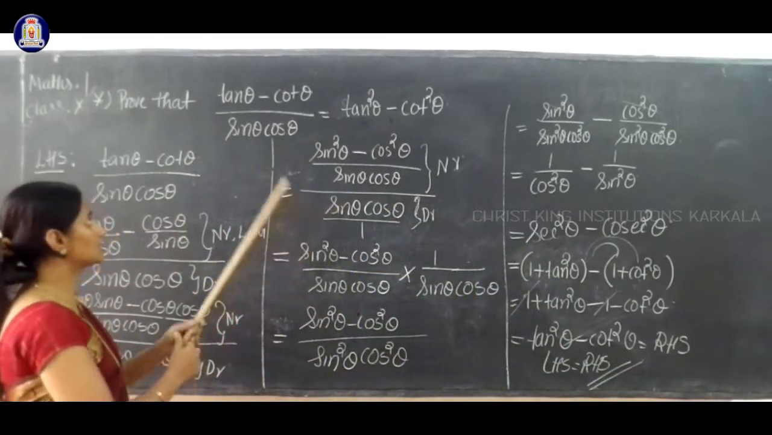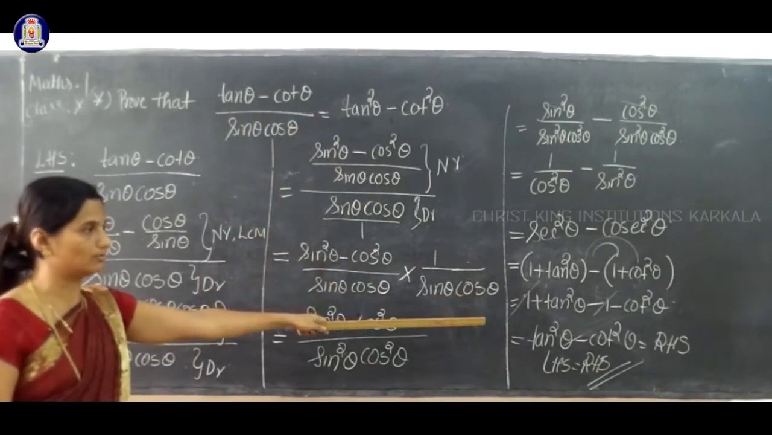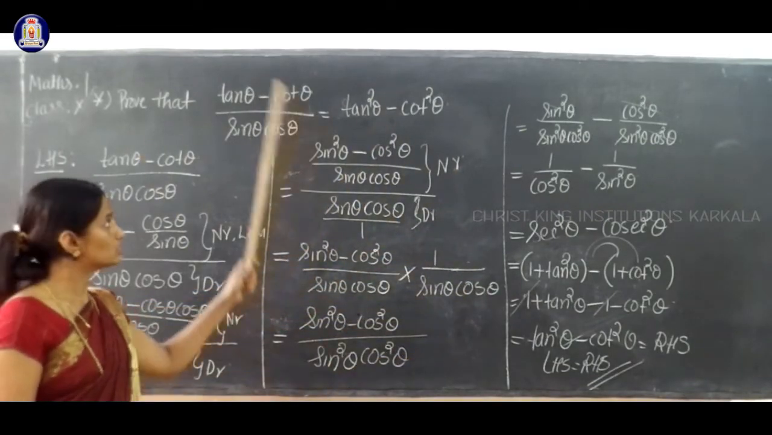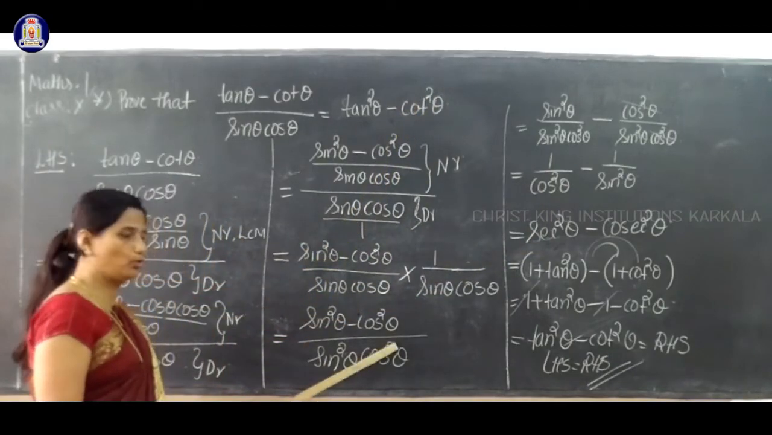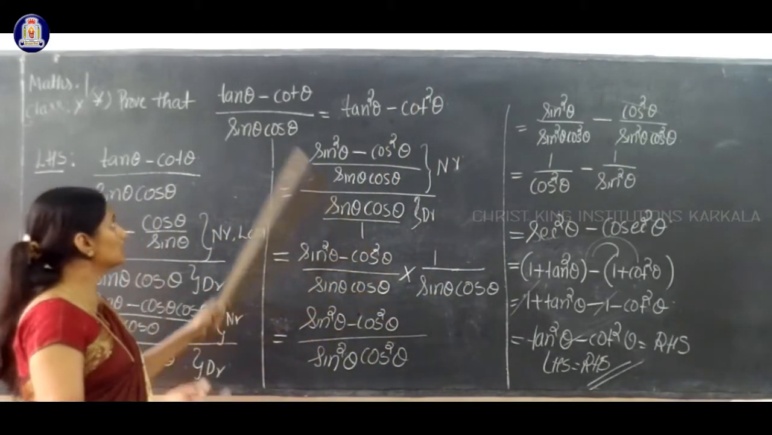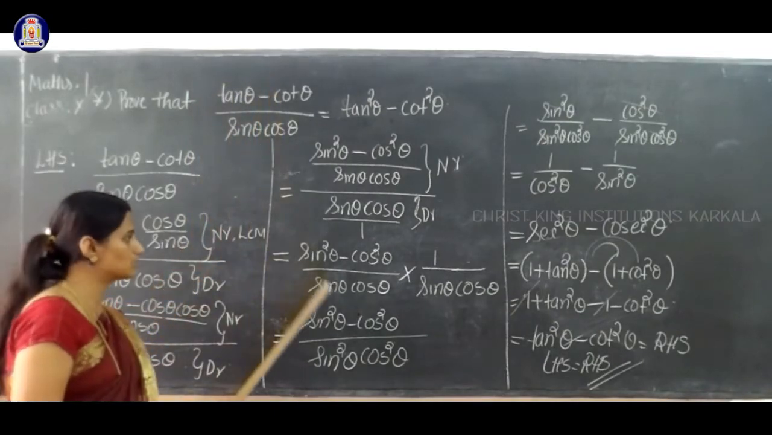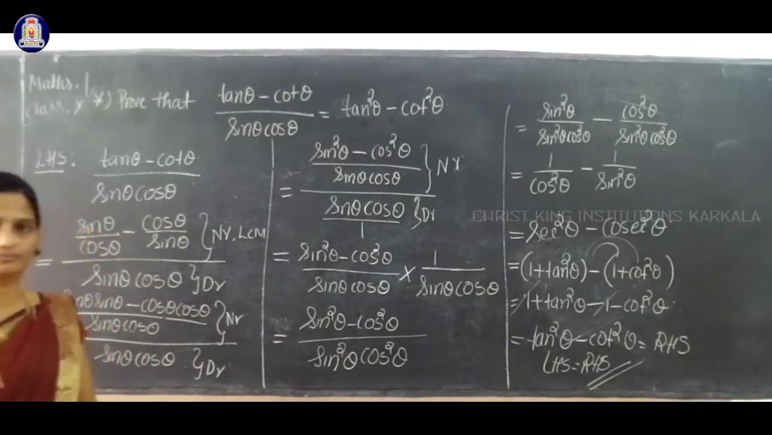So write separate proof for the first question and for this one. Understood now? So don't write in the same question. So for the first one, that means for this proof, write the proof separately. Next give next question number and proceed with this one and get your tan square minus cot square.